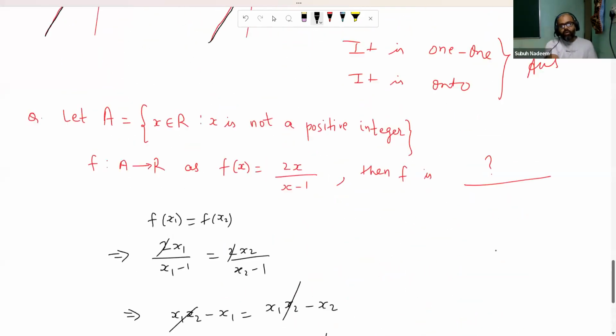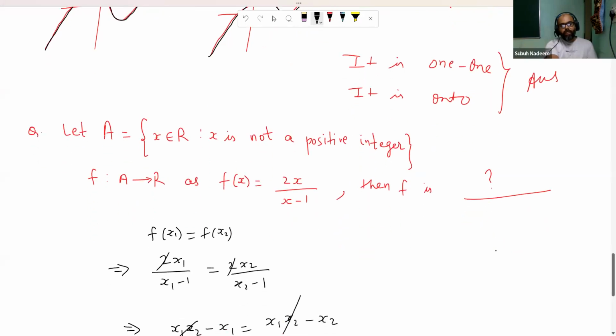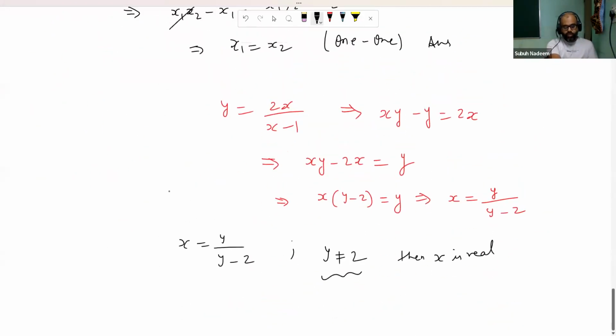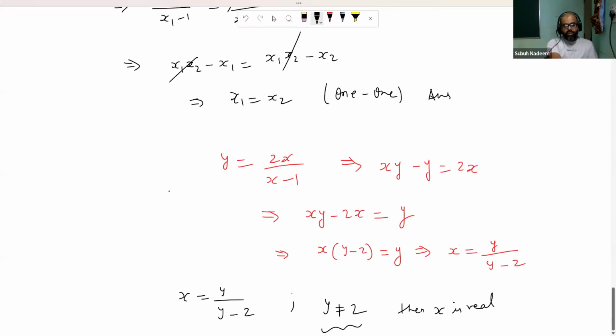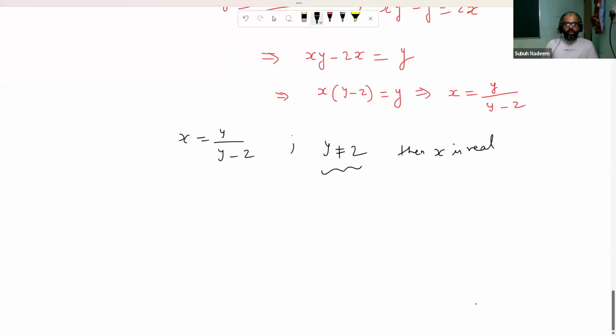Now, if we see the question, it says that the codomain is real numbers, right? The codomain is real numbers. And we are not taking 2. So in that situation, 2 is a value which is being eliminated from the real values. So the codomain and range are not equal. So we say that there may also be other values missing.